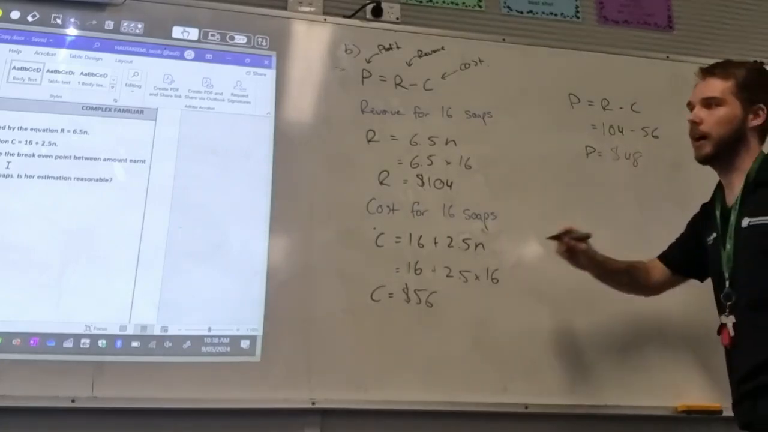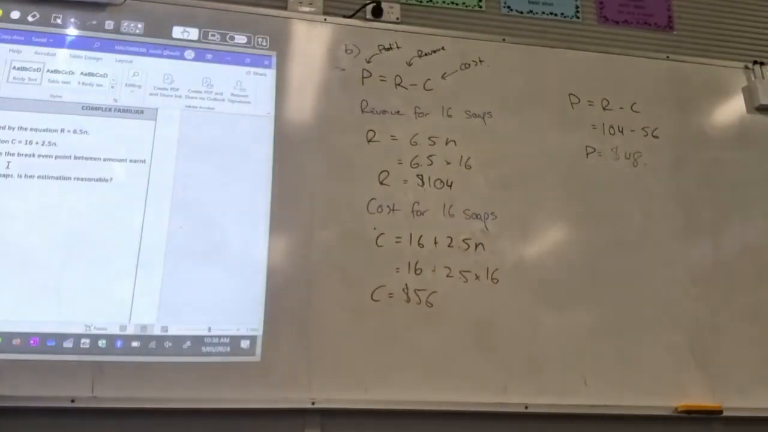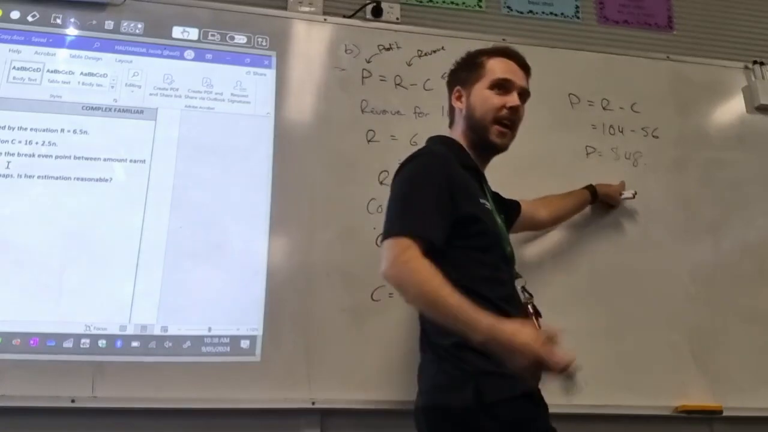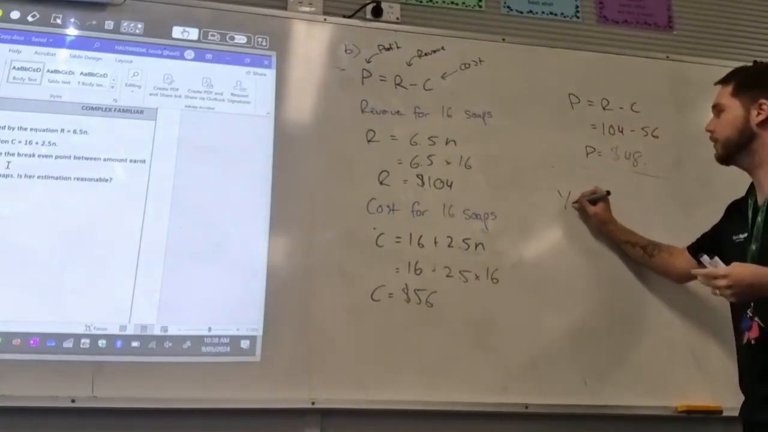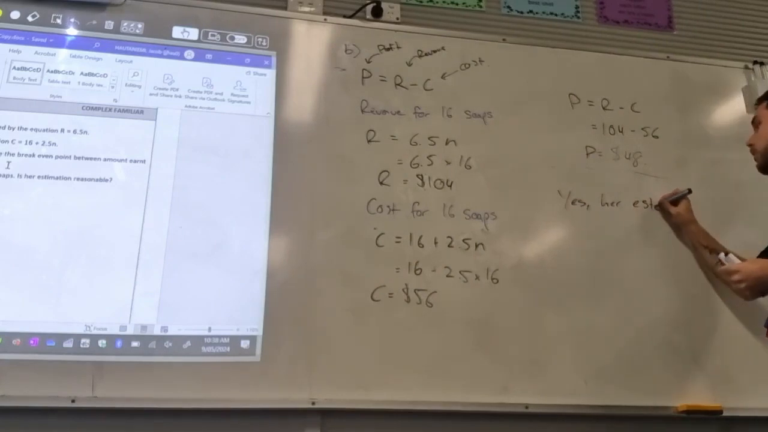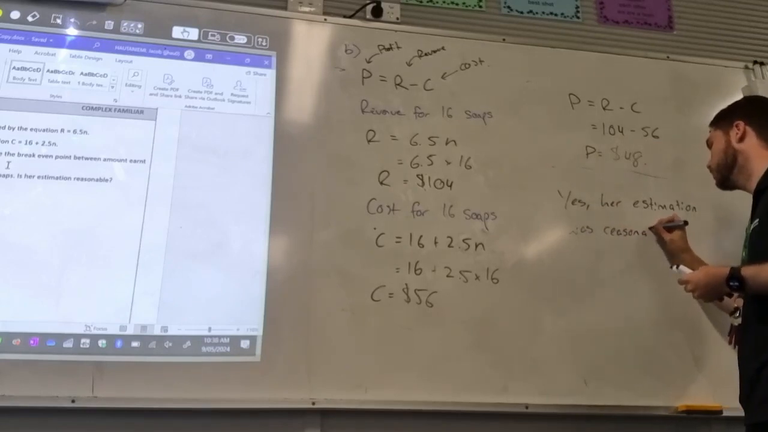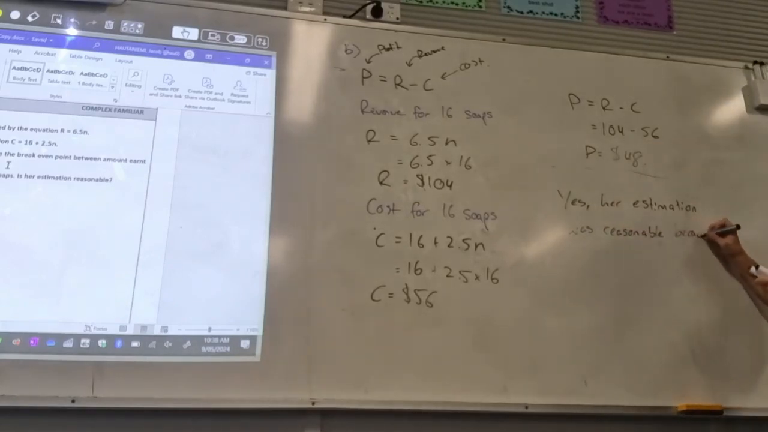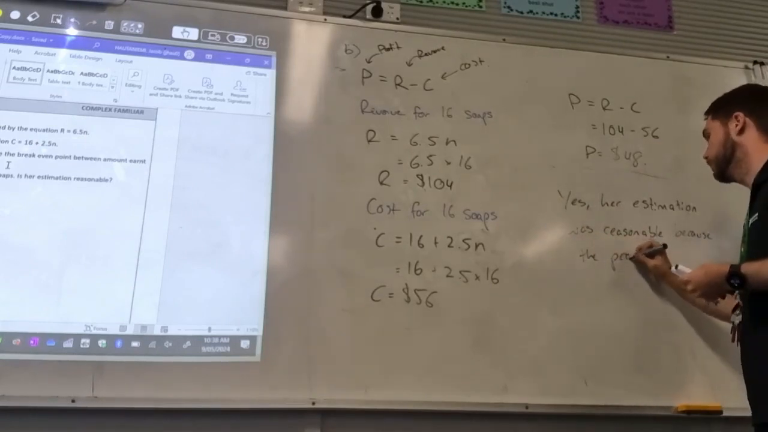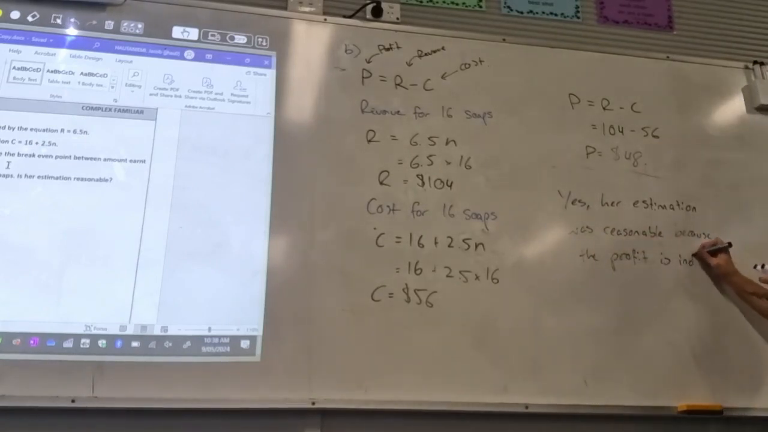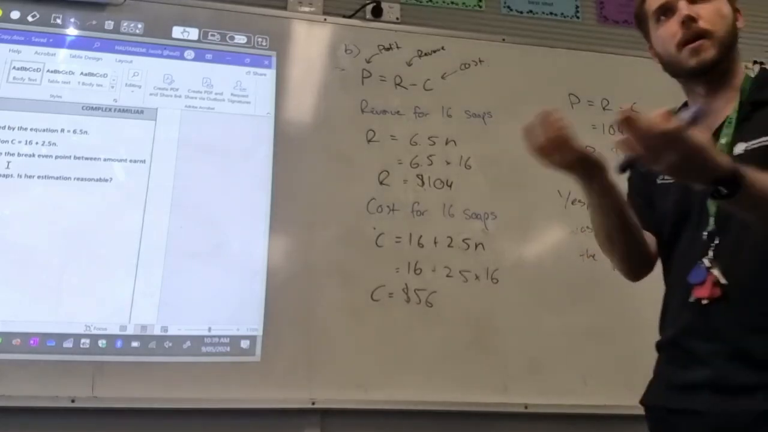$48. She reckons she was going to make a profit of $48. Was it reasonable? Yes, that's exactly what we were meant to find. So yes, her estimation was reasonable, because the profit is indeed $48. So that's how you do question B. You've got to figure out the revenue, figure out the cost, and subtract the two. That's the profit.